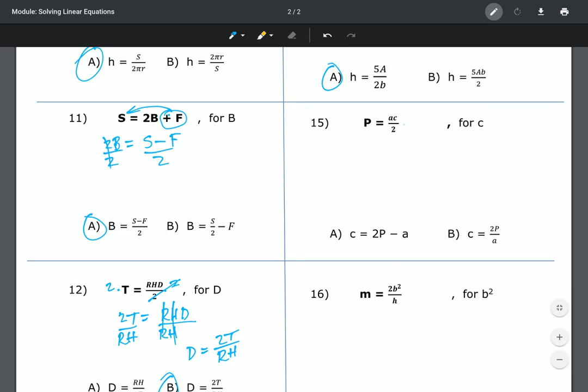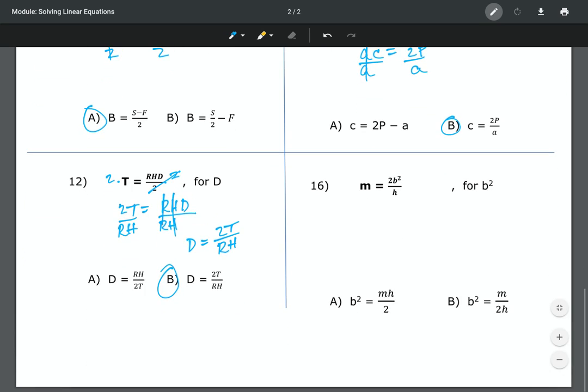Number 15, I want to solve for C. So let's get rid of that 2. Cancel out, times 2. Now, since I'm going to solve for C, it's over on the right. I'm going to put it on the left. Just flip things around. So AC is equal to 2P. Since this is multiplication, I'm going to divide by A to get rid of that. So C equals 2P over A, which is answer choice B.